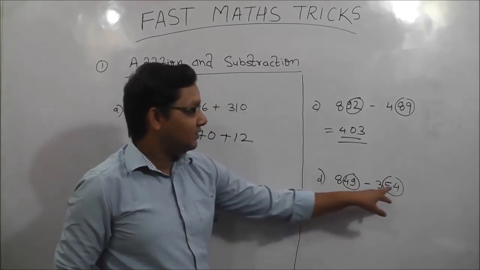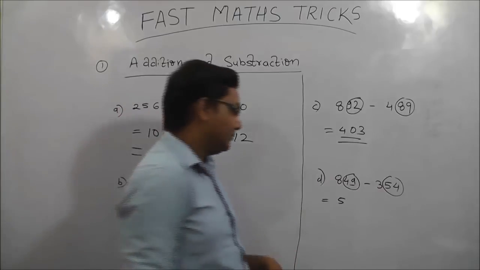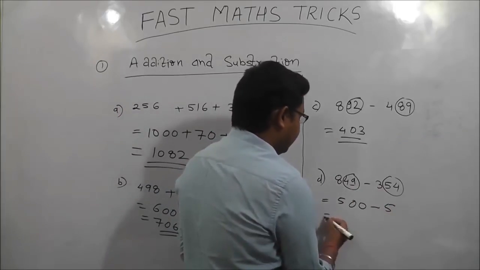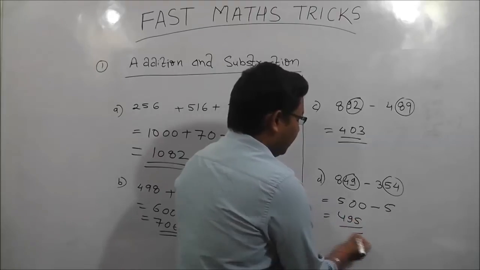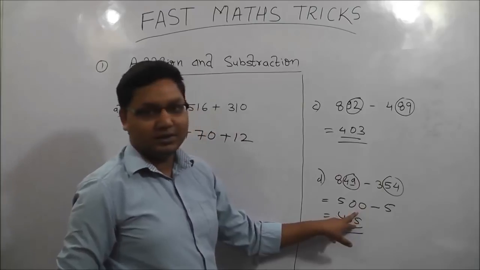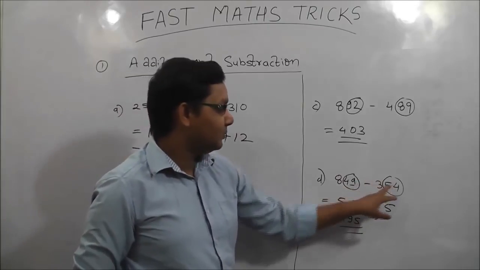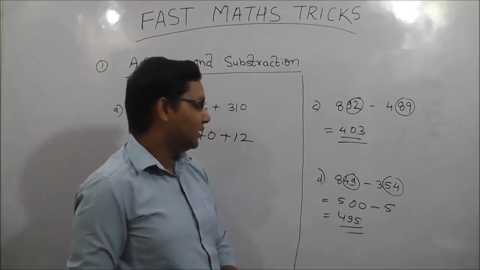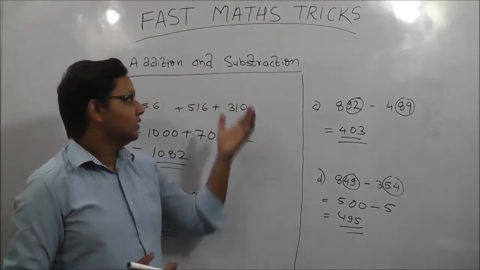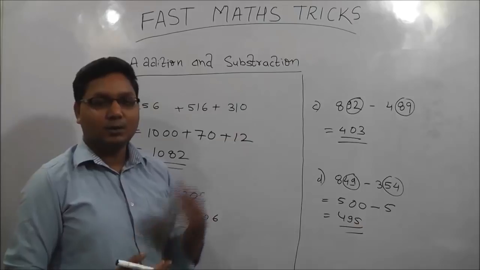So 49 minus 54 is how much? Minus 5. Okay, so it will be 500 minus 5, that is 495. Because these are 100th place digits, so it will become 800 minus 300 is 500, and 49 minus 54 is minus 5, so 495. So in this way you can solve all the questions of addition and subtraction. You have to practice the questions.